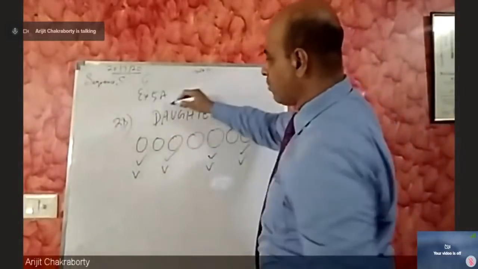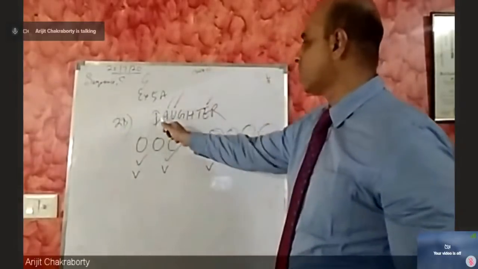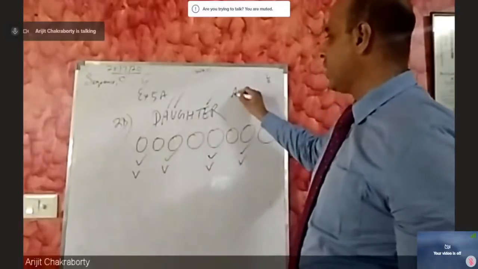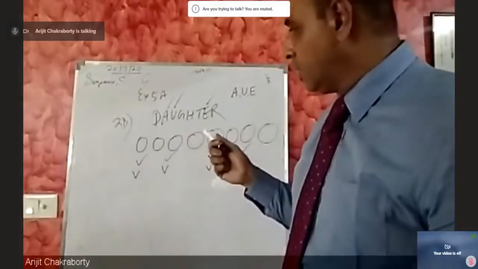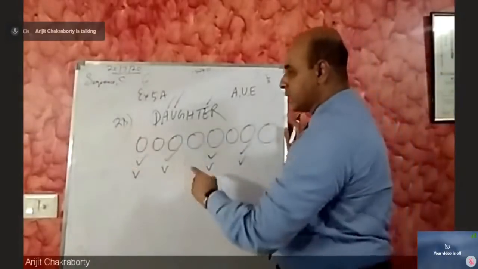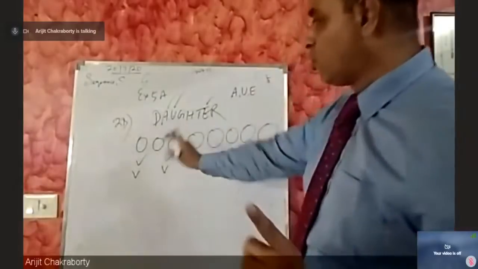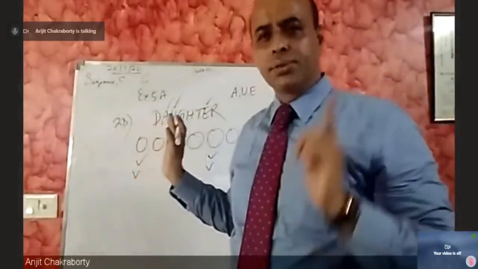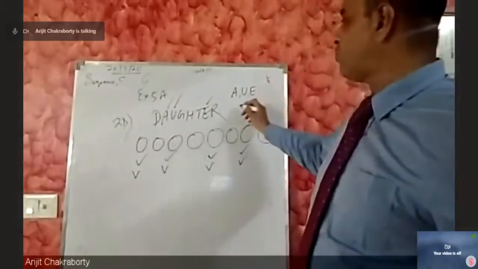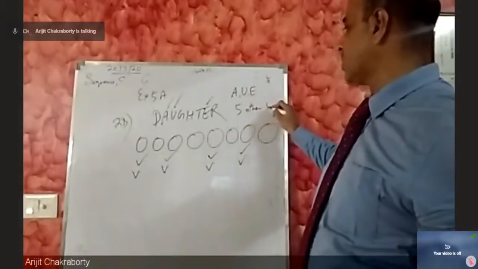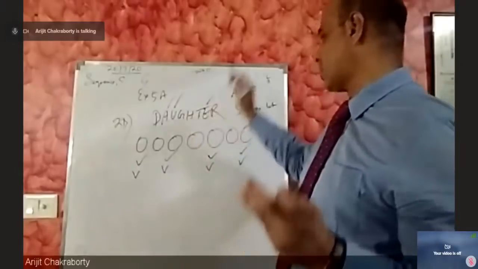How many vowels do you have? A, U, E. Anything else? No. So you have A, U and E, so you have 3 vowels. So the question is, you are having 3 vowels and 4 places. And then the remaining you have 5 other letters: B, G, H, T and R.